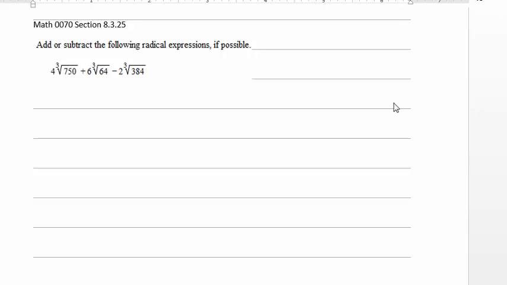Okay, here we want to add and subtract cube roots, and our process is going to be similar. But what we have to remember here is our list of perfect cubes. So instead of looking at perfect squares, now we need to look at perfect cubes.